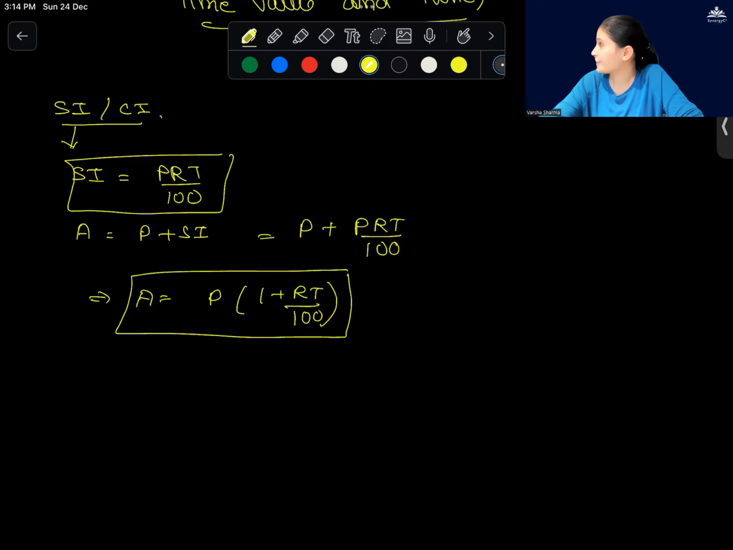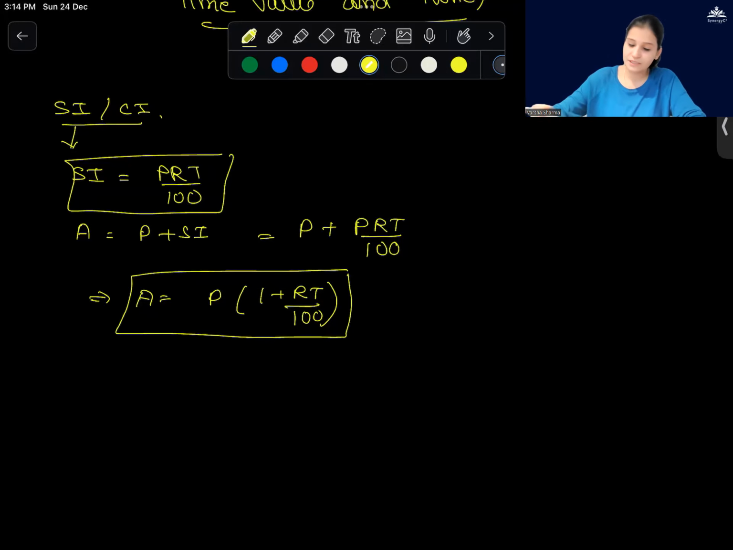Done? We need to remember both the formulas. Simple interest is PRT by 100, amount is principal plus interest. Also the fact that this formula that I've just written, amount in case of simple interest, is P into (1 + RT/100). You're not going to derive it, you need to remember it. Because in the questions where I tell you that the amount is this much, principal was this much, rate is this much, directly find the time. You're not going to form an equation and then derive it. So much time we don't have, neither do we have the space.